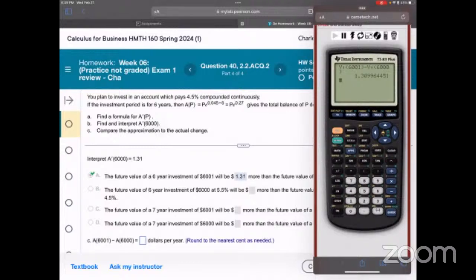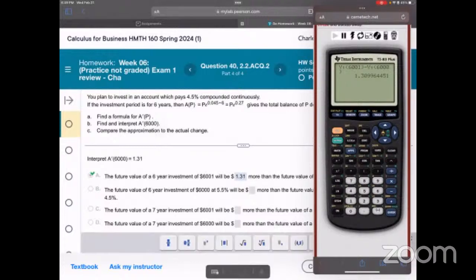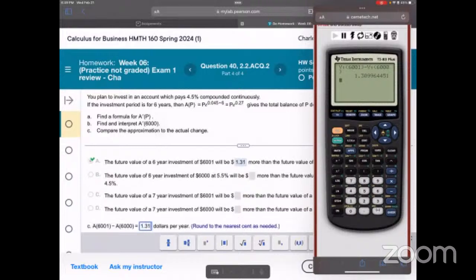Ooh, it's making me a little nervous. Let's go 1.31. Wait a minute. Dollars per year. Let's just try it. Let's see what happens.